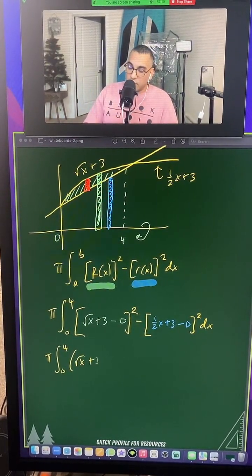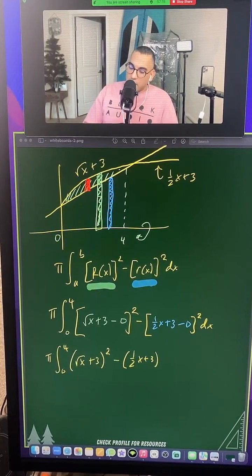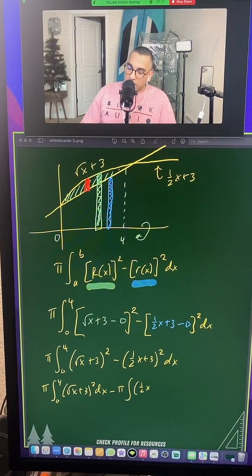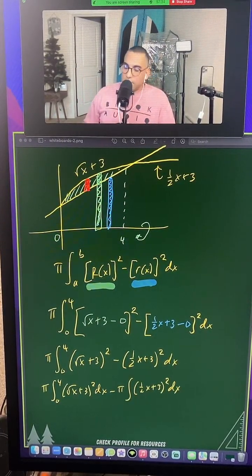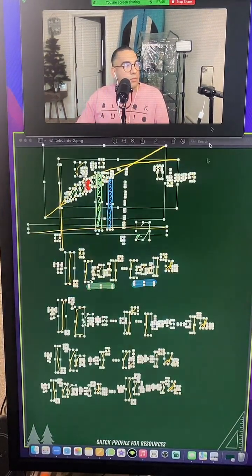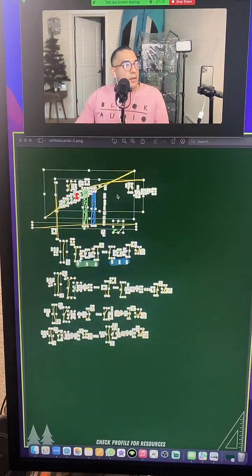The 3 and the 0 just becomes 3 squared minus, and then we have 1/2 x plus 3, and we're going to square that. Okay. So I'm just going to separate this into two different integrals, because there's two different methods that we could use. And this is why, I believe it was Samantha that said, isn't washer the same thing as disk? Yes, because if you look at this, I separated this into two different integrals, right? And it looks the same. So I just have two different disk method problems.